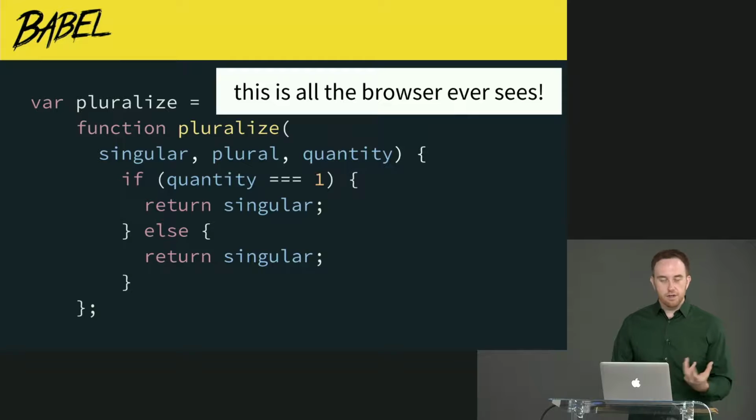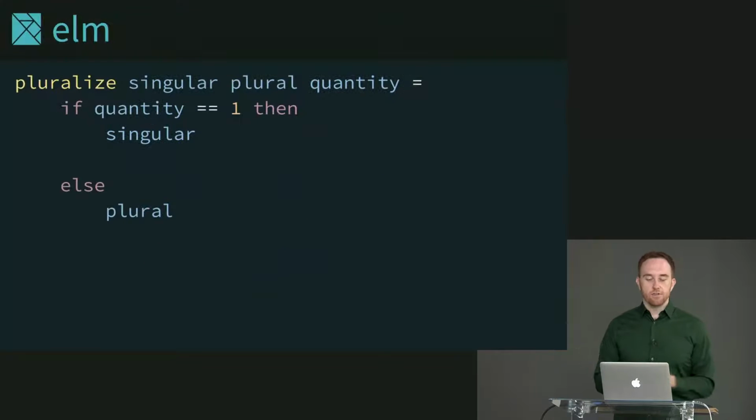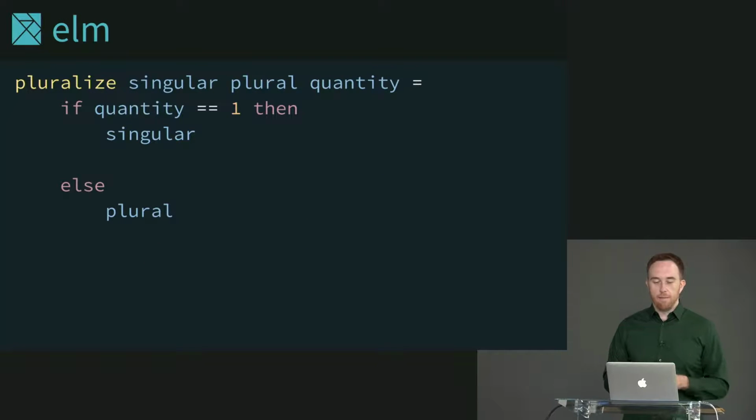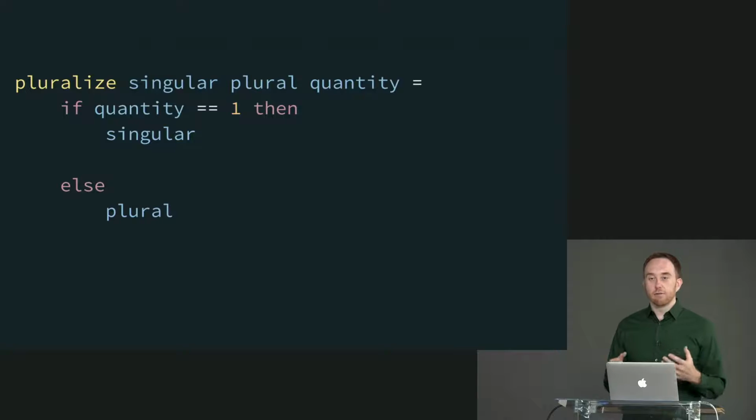And so we're going to do essentially the same thing with Elm. So here's the pluralize function in Elm. There's some differences syntactically between the Elm version and the JavaScript version. But fundamentally, the Elm compiler is going to do the same thing that Babel did. It's going to compile this to JavaScript, and all the browser is ever going to see is the compiled JavaScript. The browser has no idea that this code ever existed.